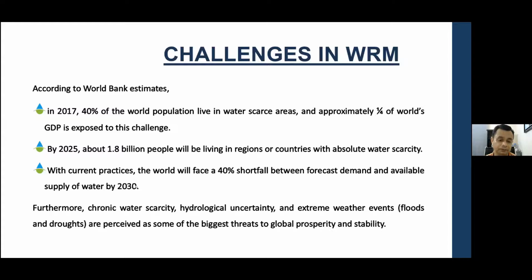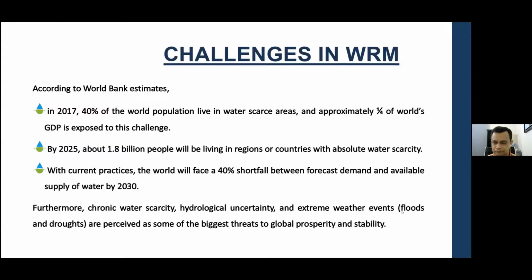So from now, up to the next 8 years, around 40% shortfall will be forecasted for this kind of resource challenges. Further things, like chronic water scarcity, hydrological uncertainty, and extreme weather events like floods and droughts are also perceived along with the issues that we have just discussed right now. So these are also the threats for water resource management.